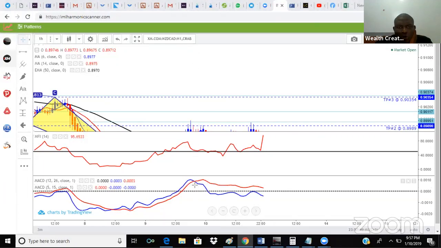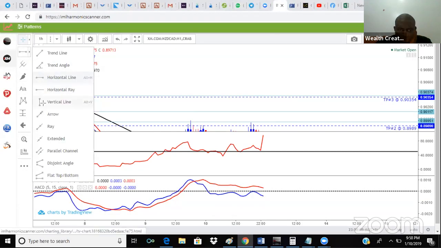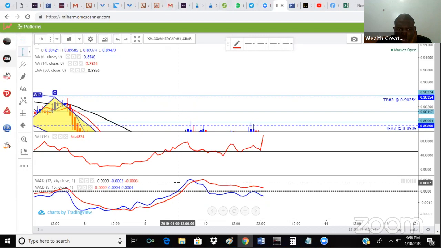So what it means, fantastic. When the blue MACD crosses up, I know I'm ready for a buy. When the blue MACD crosses down, I know I'm ready for a sell. But I'm now in a buy here. I've bought already. But I'm in negative. I will come out immediately when the blue crosses the red.